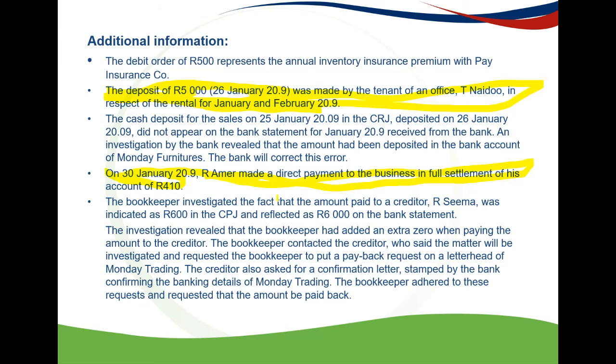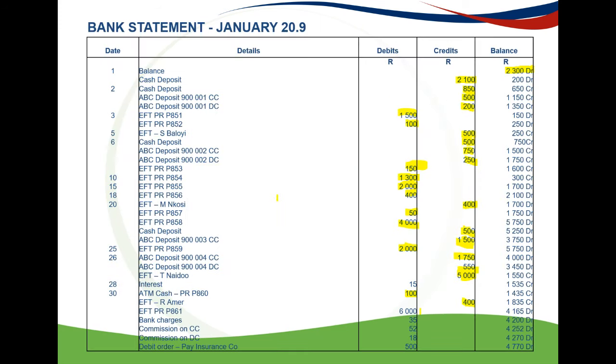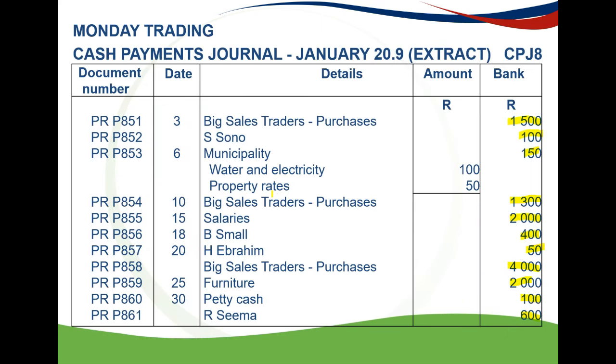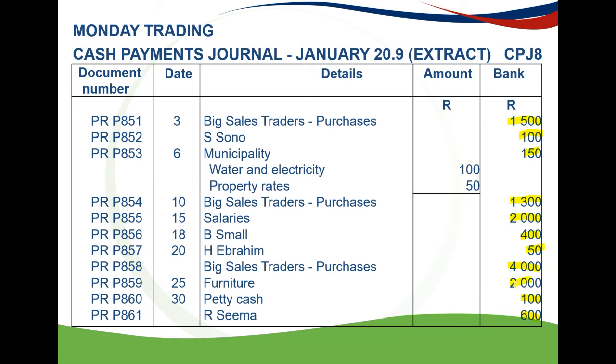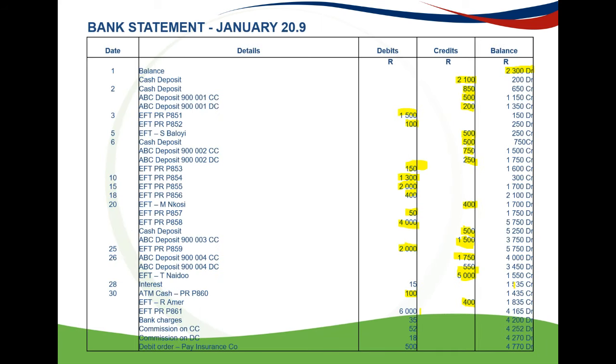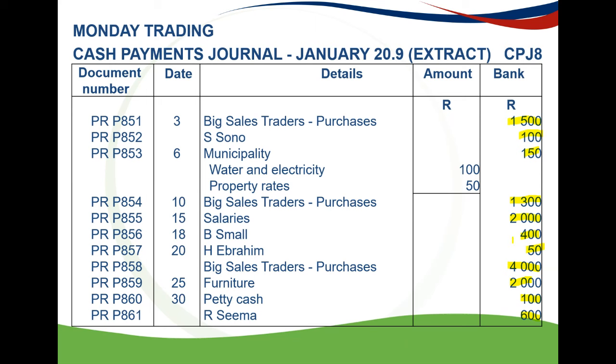So now we must go back and we must go and do the cash payments journal. Now everything was ticked off here. So we must just see which transactions here have we not recorded. So in here, well, first we need to go back and get our subtotal. If we add everything up, we will note that our subtotal is 12,200.